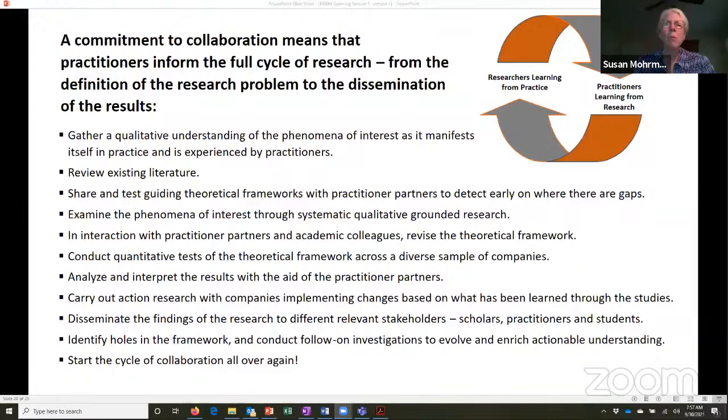And then we would go back into the field, into their companies, and do really systematic, qualitative, grounded research with both observations and interviews, and a very systematic coding process to see, when you gathered the data, what seemed to be going on. And then we would go back and revise the theoretical framework.